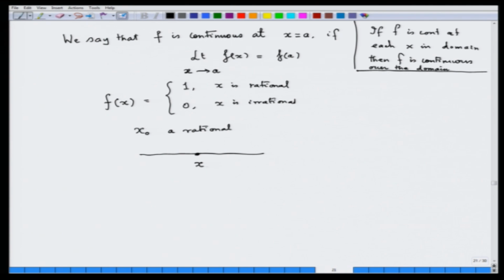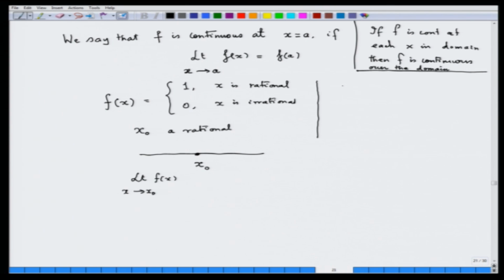So, look at x naught. Now I have to look at the limit of f(x) as x tends to x naught. What does it mean? How do I look at this thing? Here you see a use of the sequence. To answer such a question, you will need the help of the sequence. This definition of continuity can be written in terms of a sequence.